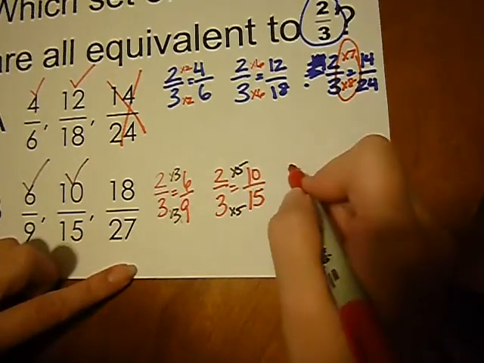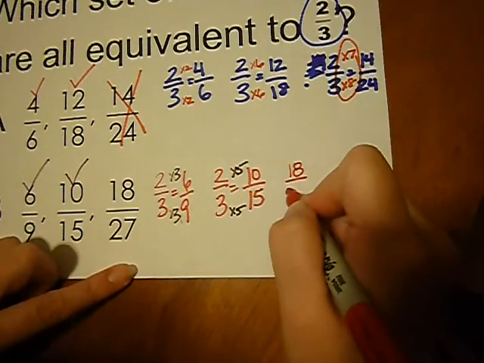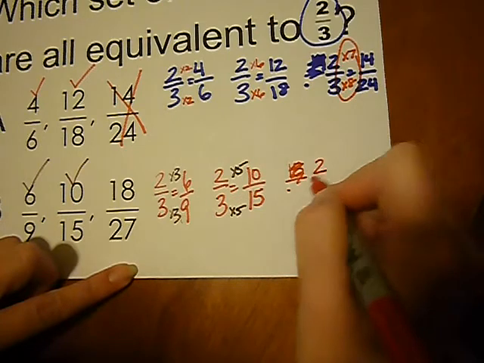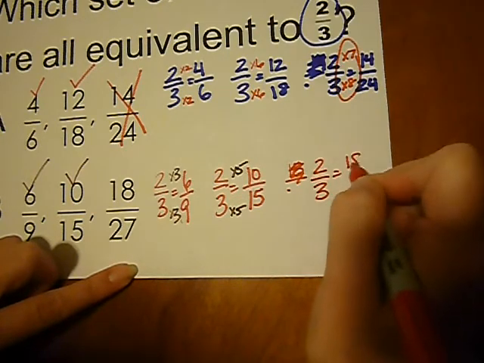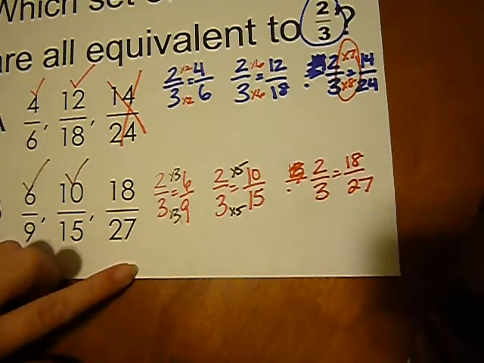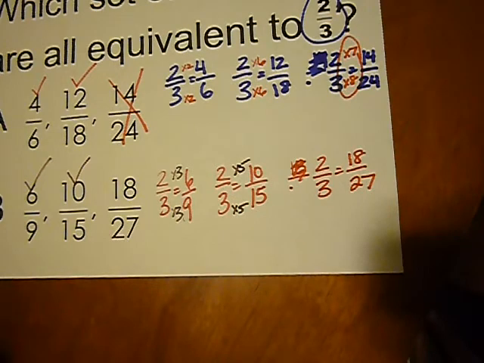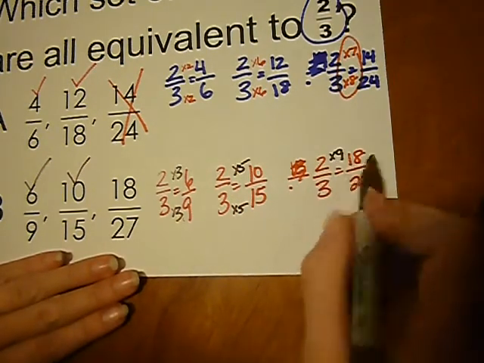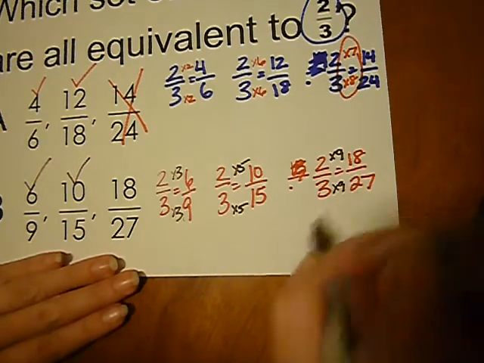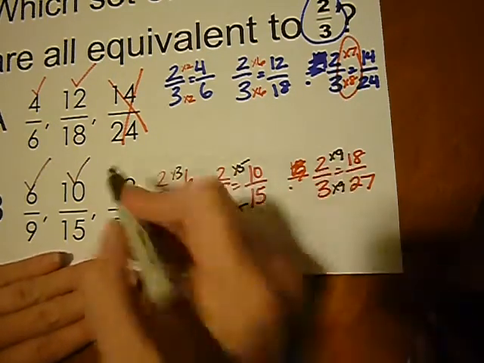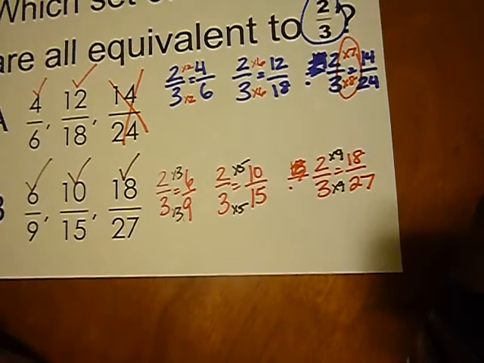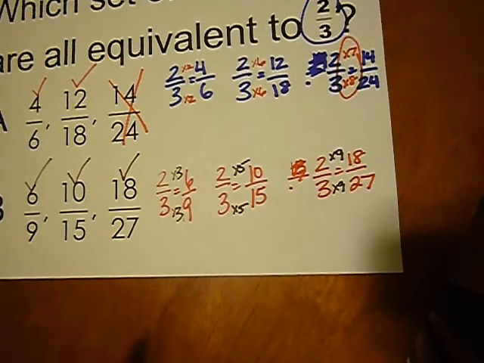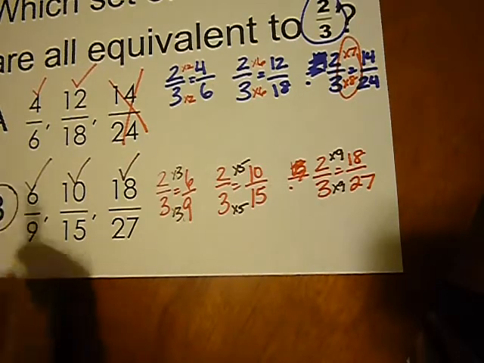And then I have 18/27. Okay, so 2/3 and 18/27. 2 times 9 is 18, and 3 times 9 is 27. The multiplier matches, so this one is also equivalent to 2/3. So which set of fractions are all equivalent to 2/3? That would be B.